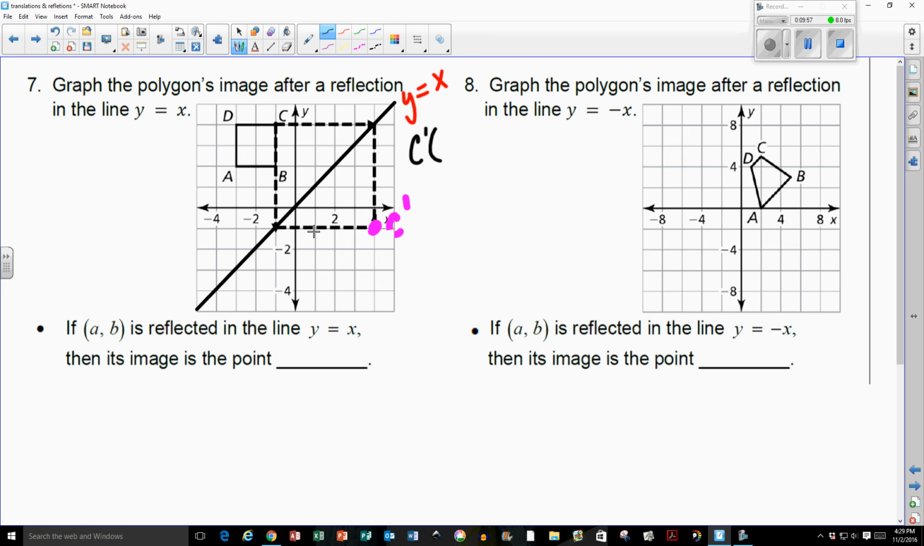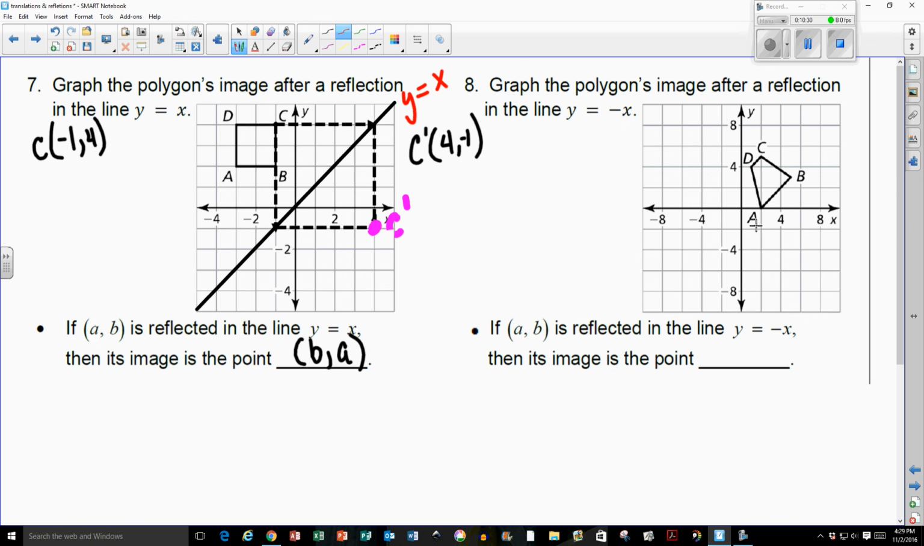So C prime is located at 1, 2, 3, 4, negative 1. Well, where is C? Well, C is at negative 1, 1, 2, 3, 4. So notice what happened here is they just switched places. And that's the rule. When you reflect over the parent function, the a and the b, or the x and the y, they just trade places. That's all that happens. They just trade places.